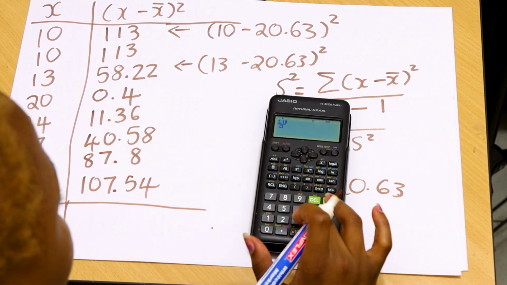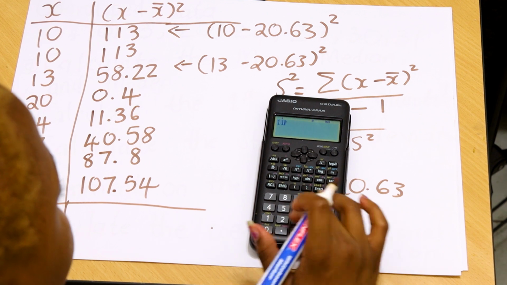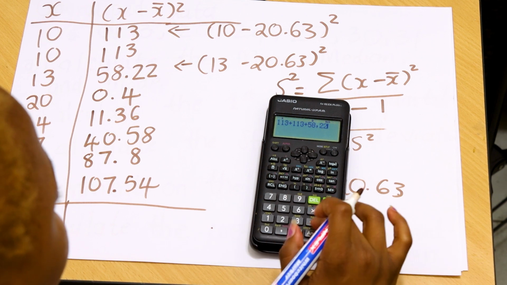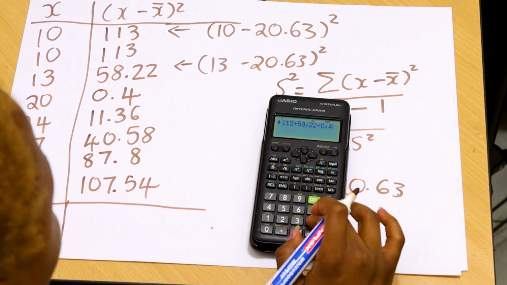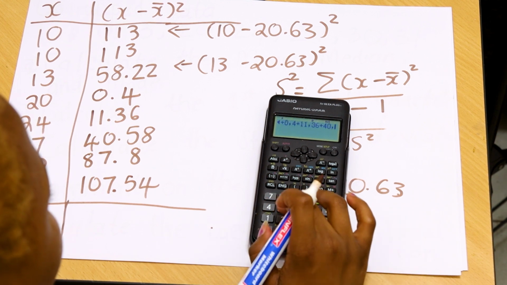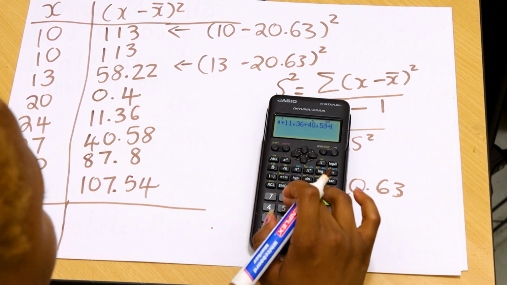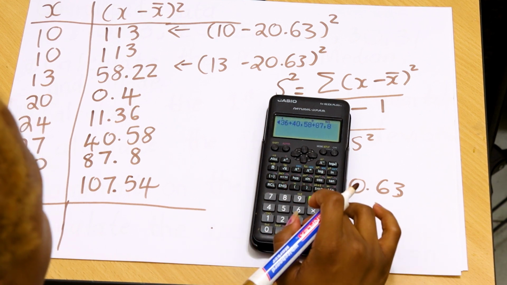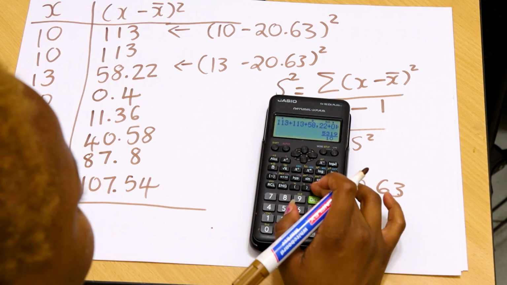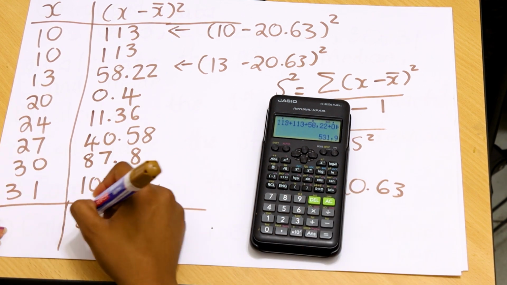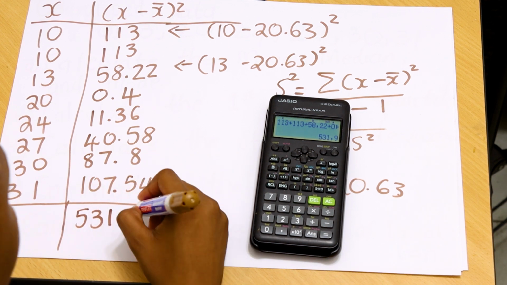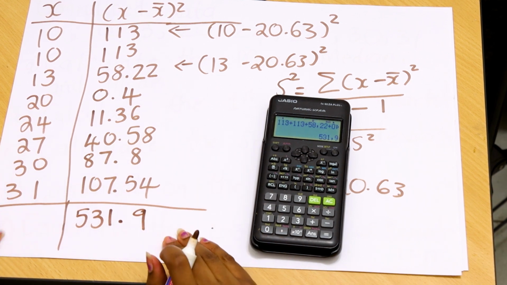Okay, the deviations: 113 plus 113 plus 558.22 plus 0.4 plus 11.36 plus 40.58 plus 87.8 plus 107.54, and that gives 531.9.